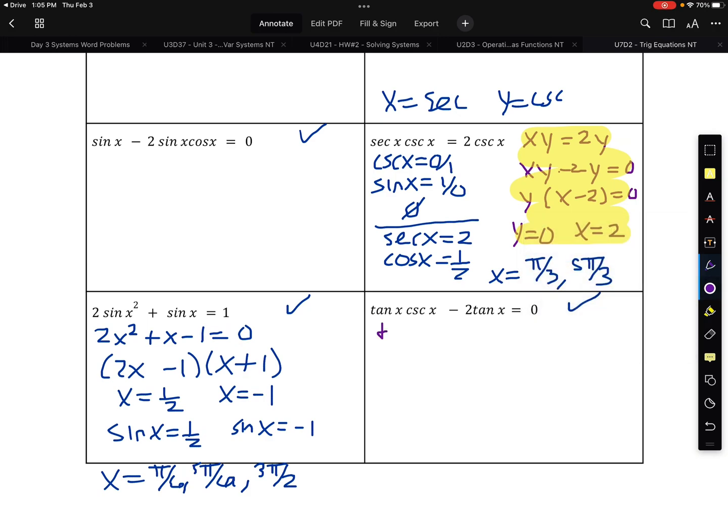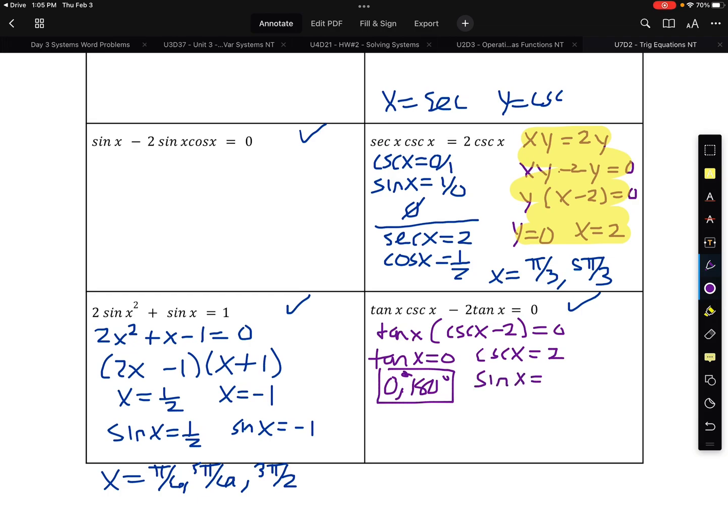All right, move here, GCF tan, which gives me tan x times cosecant x minus 2 equals 0. So tan x equals 0, cosecant x equals 2. All right, and that's telling me for tan, where's tan 0? 0 and 180 degrees. All right, well, cosecant we don't deal with, so I make it sine, and that's 1/2. All right, so where's sine 1/2? We're talking 30 degrees and 150 degrees.